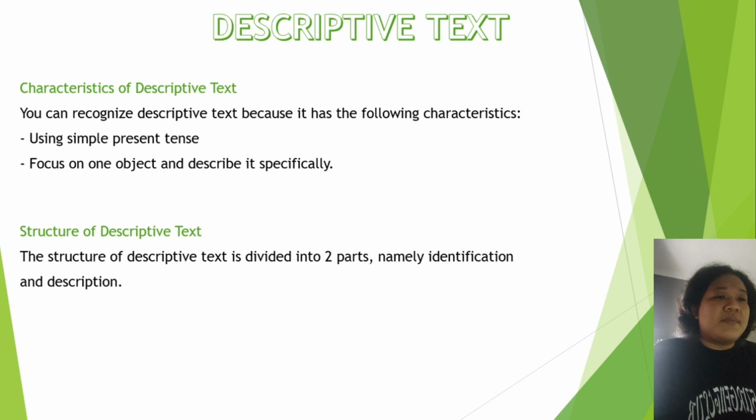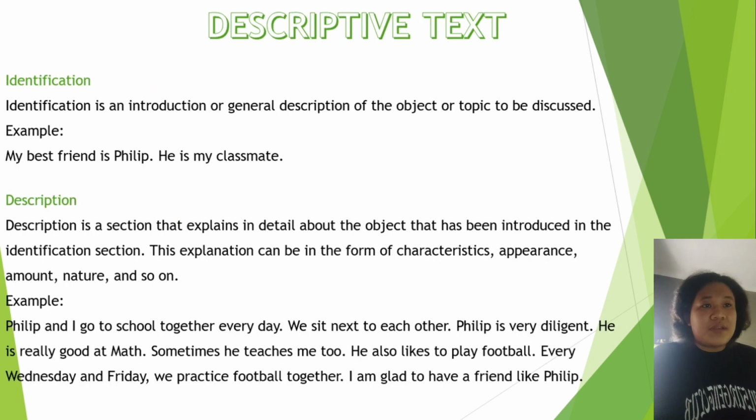Structure of descriptive text. The structure of descriptive text is divided into two parts, namely identification and description. Identification is an introduction or general description of the object or topic to be discussed. Example: my best friend is Philip. He is my classmate. Description is a section that explains in detail the object that has been introduced in the identification section. This explanation can be in the form of characteristics, appearance, amount, nature, and so on.